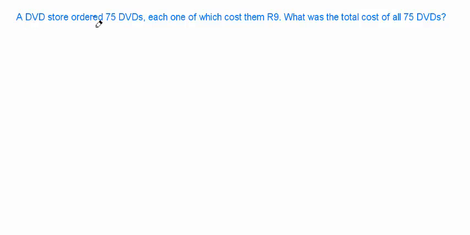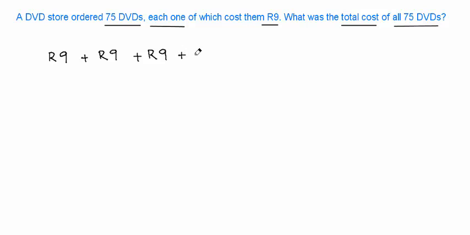Let's look at this problem. A DVD store added 75 DVDs, each one of which costs them 9 Rand. What was the total cost of all 75 DVDs? So each DVD cost 9 Rand. So this is the cost for the first DVD they added, and that's the same as the cost for the second DVD, and that's the same for the cost for the third DVD, and so on. And therefore, in order to find out the total cost, you need to add these up. Essentially, add up 9 with itself 75 times for the 75 DVDs.